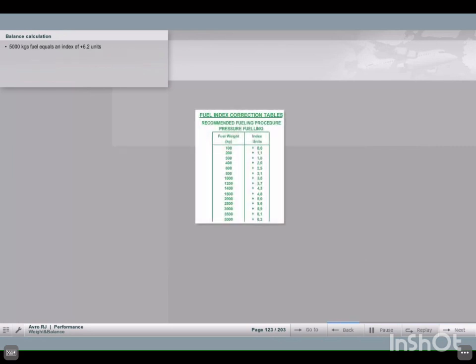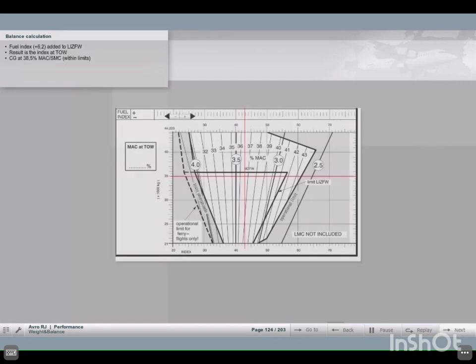Let us assume that we carry 5,000 kilograms takeoff fuel on this sector. The fuel index is plus 6.2. The fuel index of plus 6.2 is added to the index at zero fuel weight, and the result is the index at takeoff weight. The CG is at 38.5% SMC, or as here, MAC, for takeoff, which is within the envelope and thus within limits.